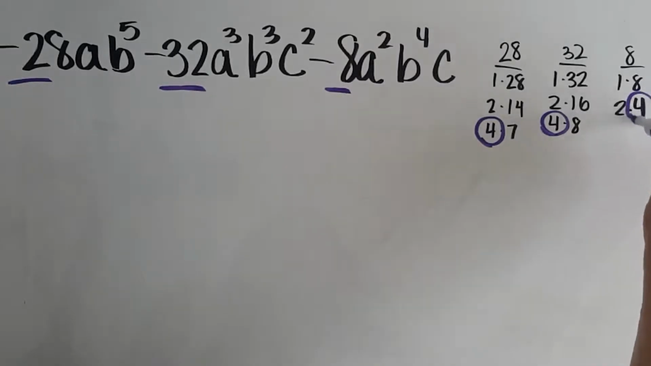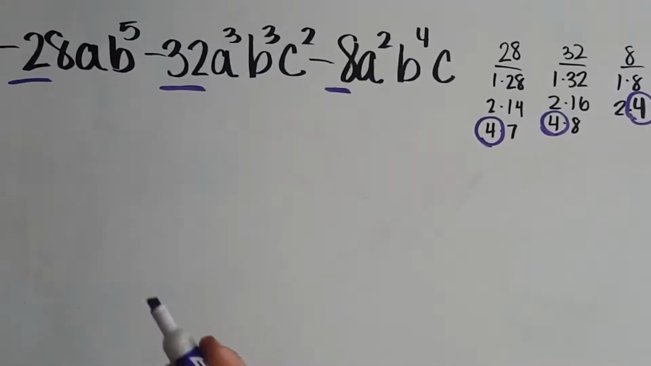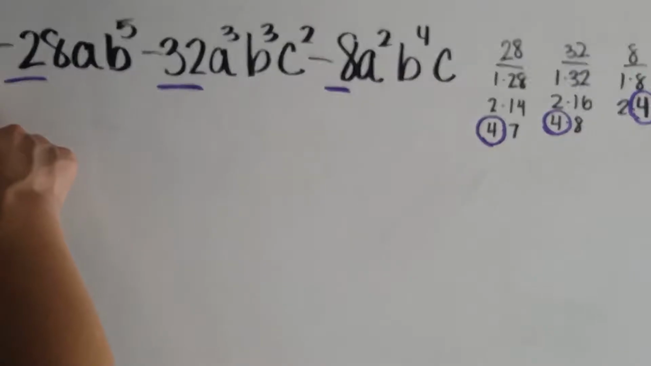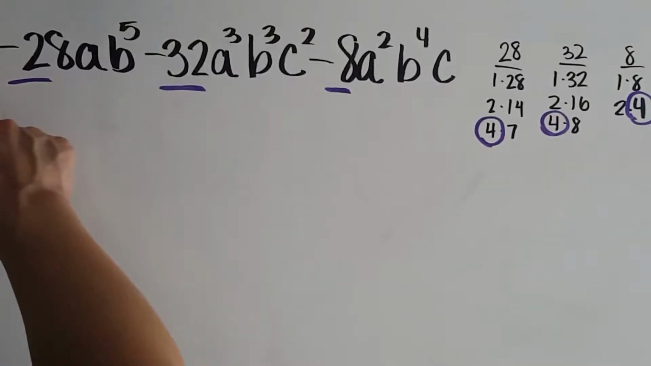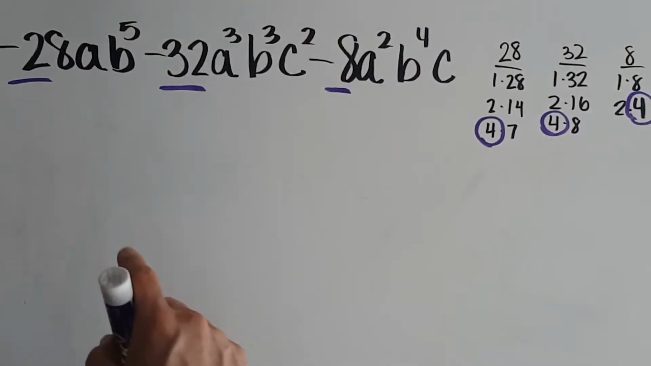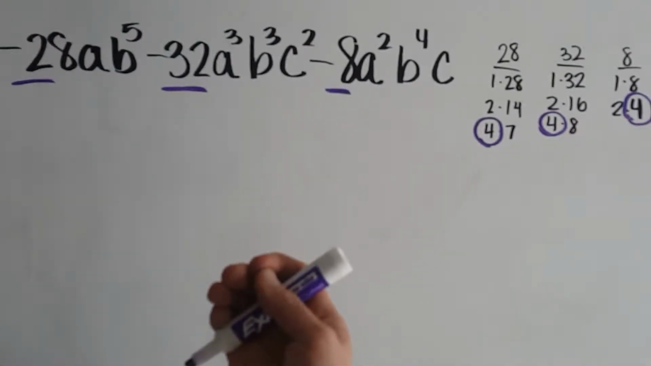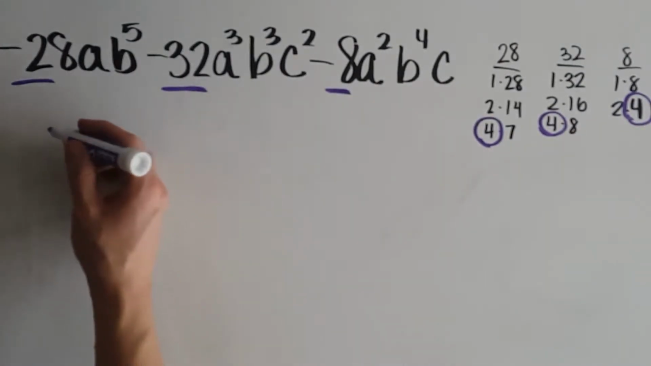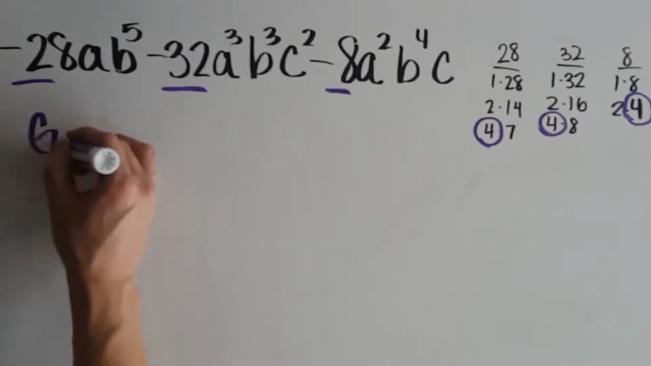So the GCF of those three numbers would be a 4, and because my first term is negative, we typically take out a negative GCF. Now, it's not actually going to make your answer wrong if you don't, but it's going to make it easier later. So we're going to take out a negative 4 as part of our GCF.